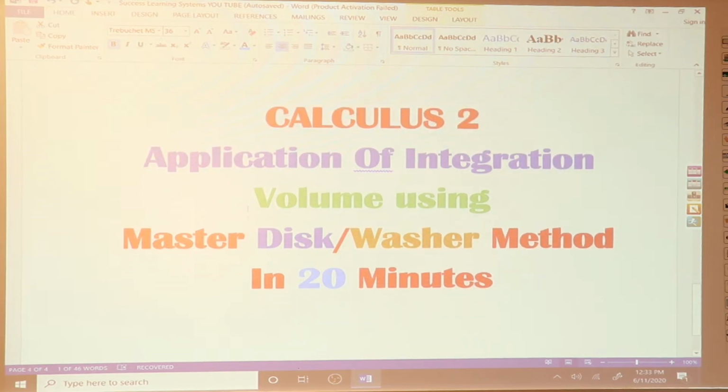Calculus volume using the disk and washer method. Master the disk and washer method in 20 minutes. Let us see.